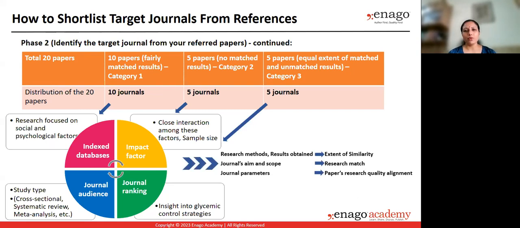Based on this, we advise you that it is highly important that you do a research scope match with the aim and scope of each of the journals. This is essential for us to understand whether the journal's core focus areas of research are in alignment with your research paper. Also, please do check the quality alignment of the research in your paper in comparison to the journal parameters that we have seen for each of the journals.